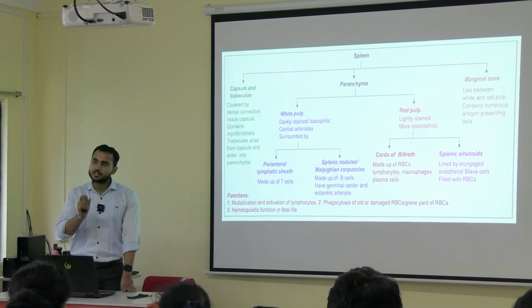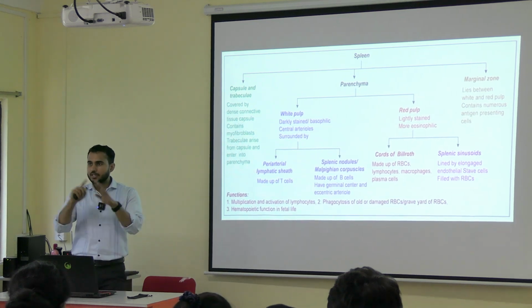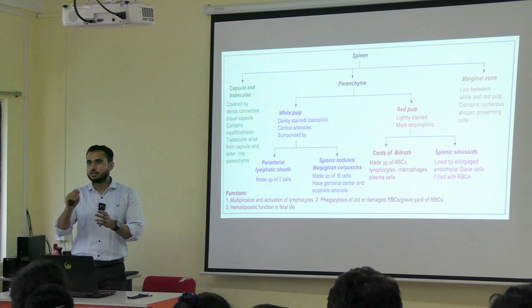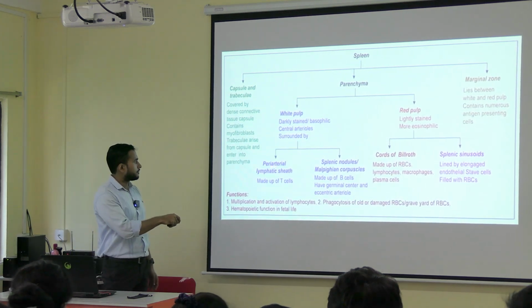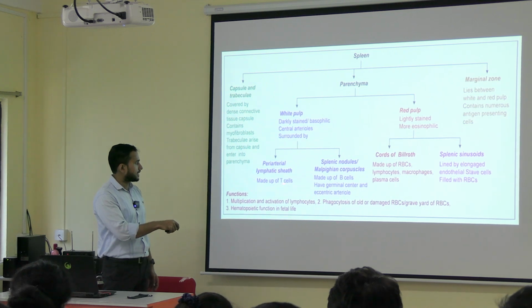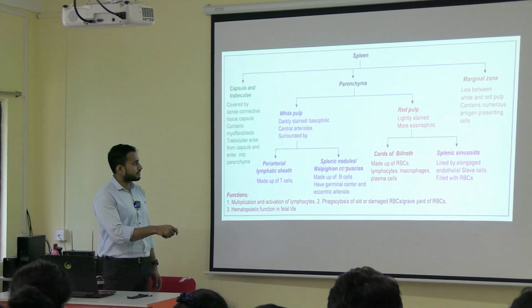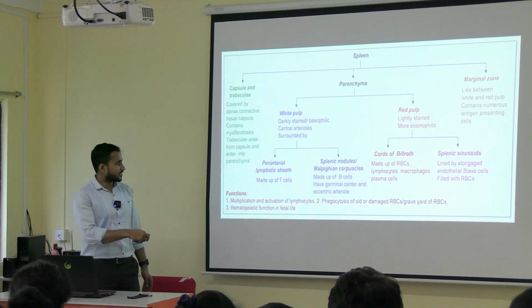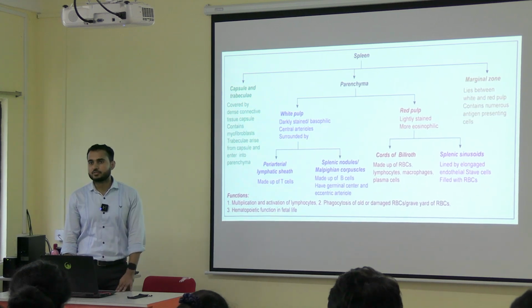So one central arteriole will be there. Now this particular central arteriole will be covered, or you can say will be encapsulated by two things. First of all, periarterial lymphatic sheath, which is made up of T cell, and splenic nodules are also called as Malpighian corpuscles, where instead of T cells you will be getting the B cells. That means T lymphocytes and B lymphocytes.